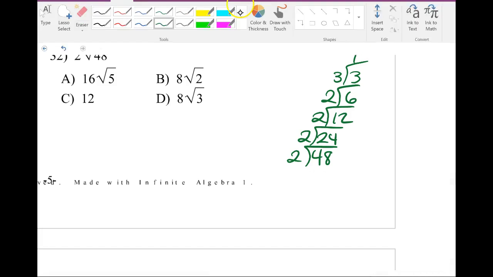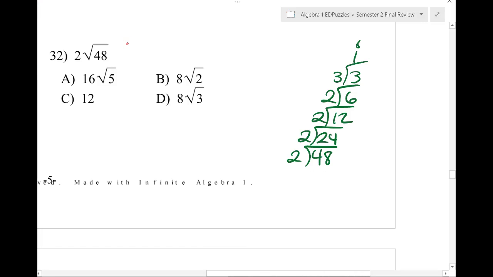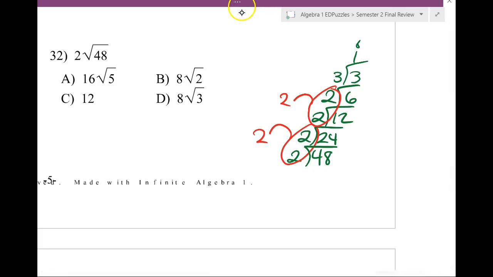Again, circle groups of 2 of the same number. So here's one group of 2's. Here's another group of 2's. So that means I'm going to take not only one 2 out, but I'll be taking 2 2's outside of the radical, or the square root.